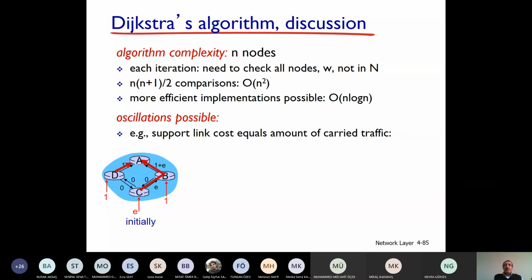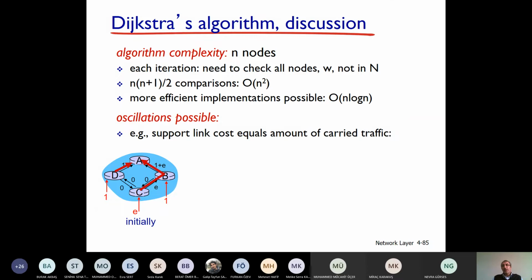As you see, the Dijkstra algorithm is one of the most popular algorithms in the link state method. That was the performance. Let's look at some complexity and the issues that we have with this algorithm. First of all, let's look at the computational processing and complexity. Assume that we have n nodes, and for each node we have an iteration. We need to check all the nodes, W in our case, that are not in the N prime set. So we need n times (n plus 1) over 2 comparisons, which is O(n squared) complexity.